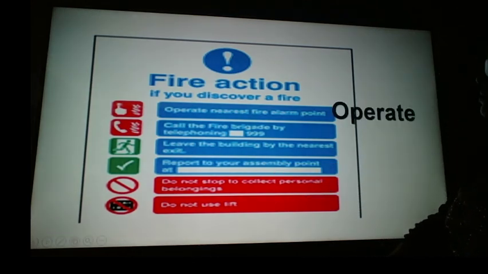So we use the word operate. What does that word mean, operate?